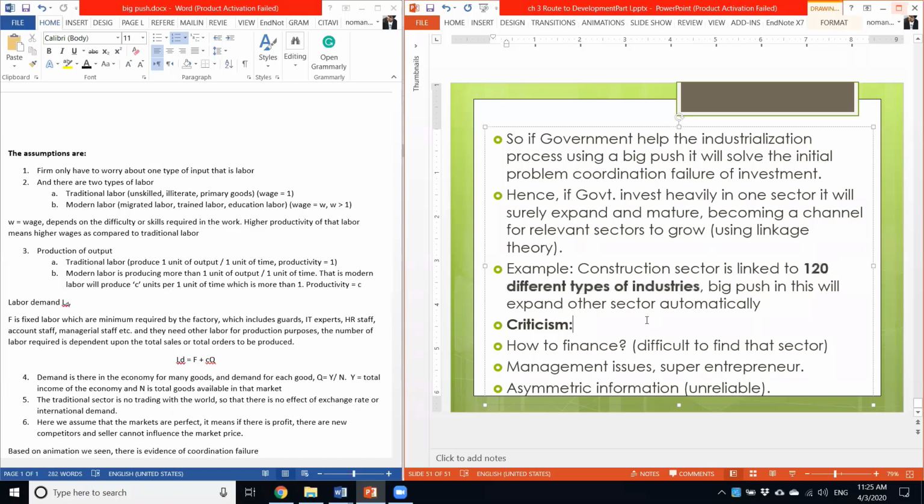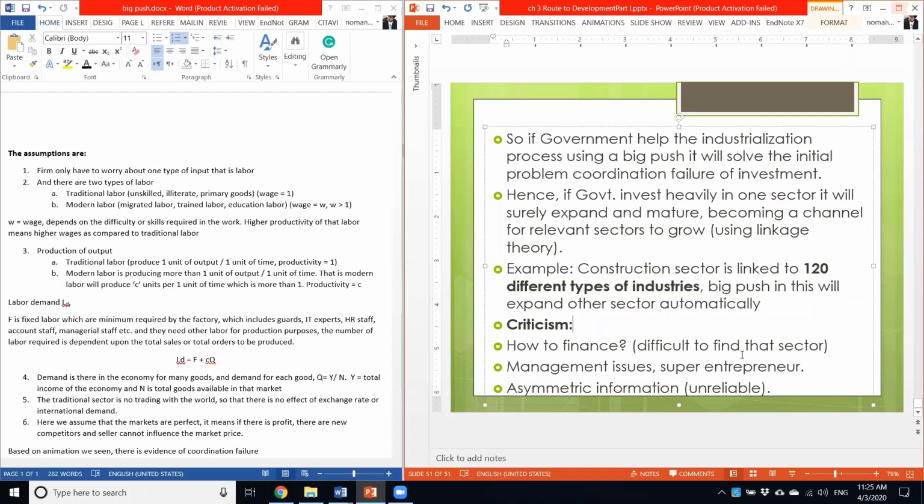But now we go towards the criticism of this model. The criticism of this big push theory is that it is very difficult to find which sector to finance, because the economy is dynamic and it is changing all the time.